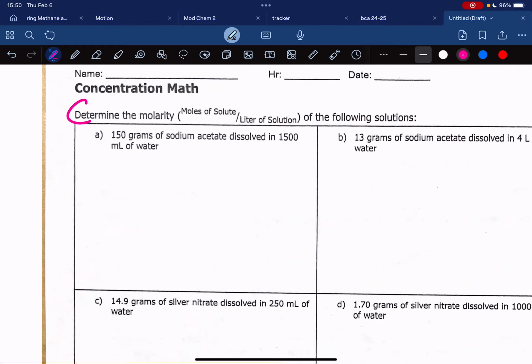So for these first 4 questions, we want to determine the molarity. So that's the concentration of each of these solutions. And I'm telling you that to do that, we're going to take the moles of solute that we have and divide by the liters of solution that we got here.